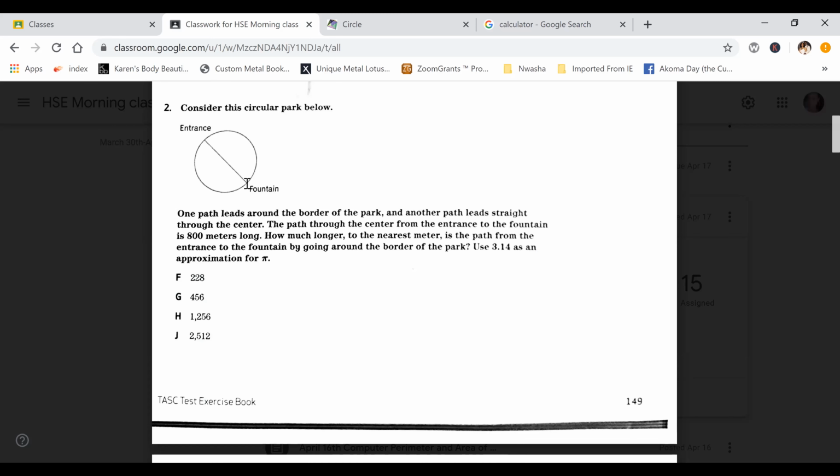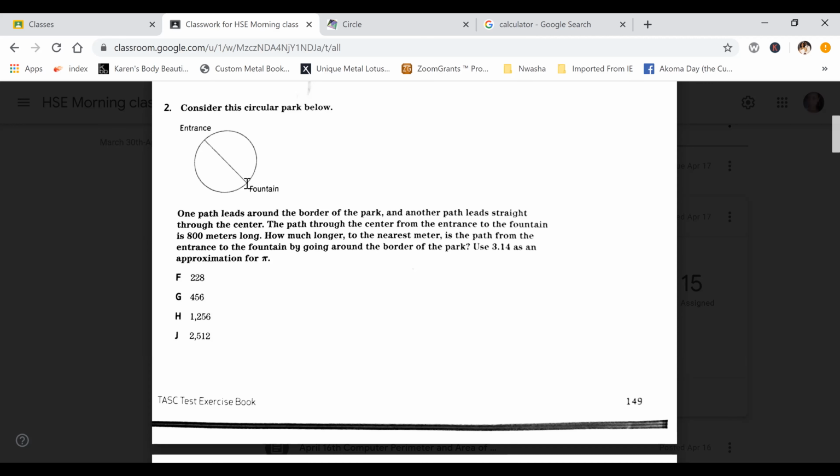That the real question again is how much longer is the path from the entrance to the fountain by going around the border of the park? So what they're saying is how much longer is it to go half of the circumference than to just cut straight across? So now this is where you have to say the 1256 minus the 800. Because what they're really saying is you have two choices to get to the fountain. You can go straight across, that's going to be 800, or you can go halfway around the circle, and that's going to be 1256. But you don't want to pick out the 1256 from the multiple choice. You want to say 1256 minus the 800 will be the how much longer.